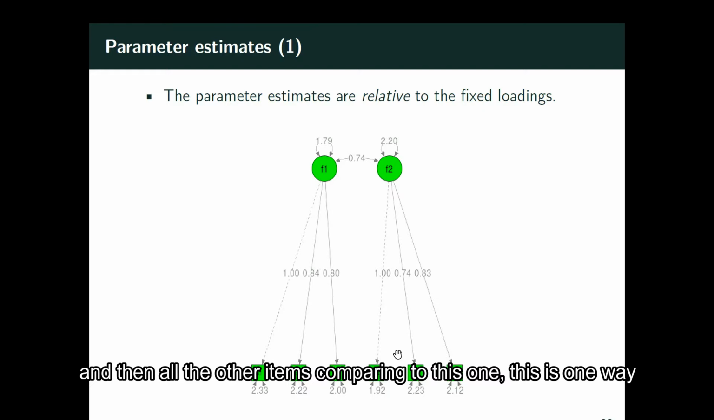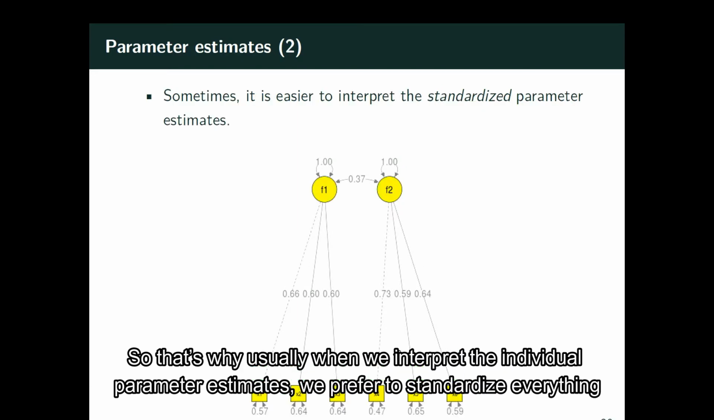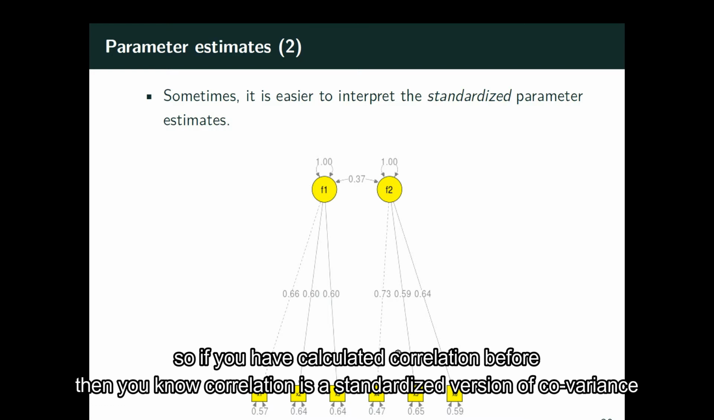This is one way, but it leads to a problem. It is quite difficult to interpret the raw values. So that's why, when we interpret the individual parameter estimates, we usually prefer to standardize everything. If you have calculated a correlation before, then you know correlation is a standardized version of covariance.